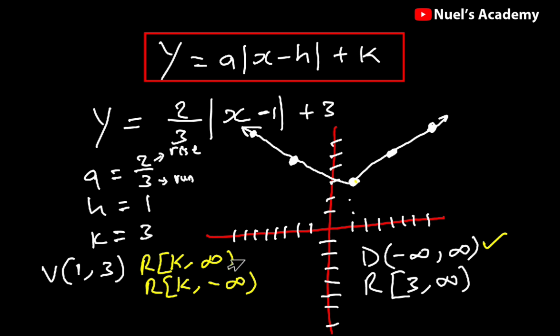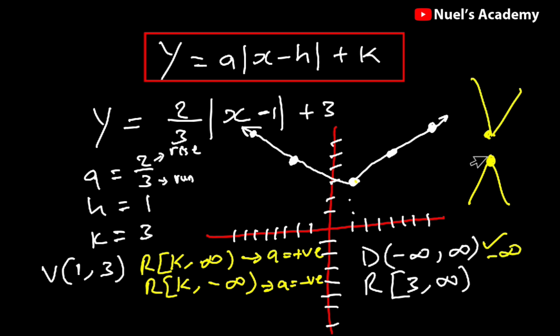Now here's the question: when do we use each of these? Use the first one when a is positive. If a is equal to a negative number, then you make use of the second. Remember, if a is negative, the graph will open downwards, that is from that point k to negative infinity. If a is positive, it's going to open upwards, that is from that point k to positive infinity. And then notice that this k can be negative or positive, it will not change anything.